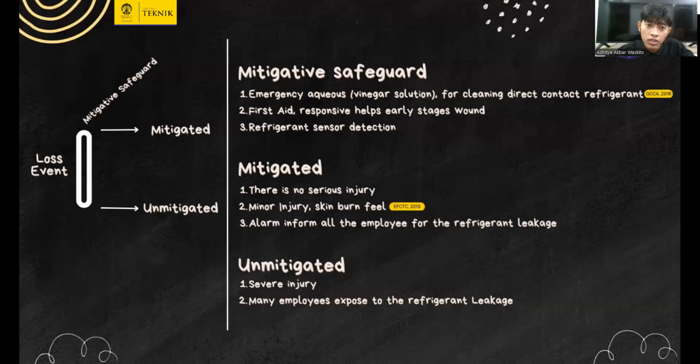But if the mitigative safeguard is not done properly, it will lead to the unmitigated result. First, severe injury will appear, and many employees are exposed to the refrigerant leakage. It would be so dangerous if all of the employees get exposed to the refrigerant leakage.